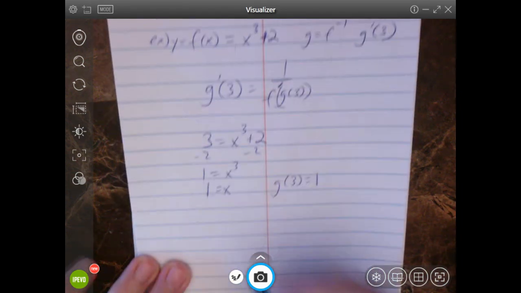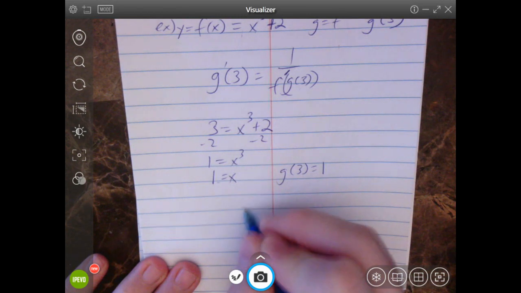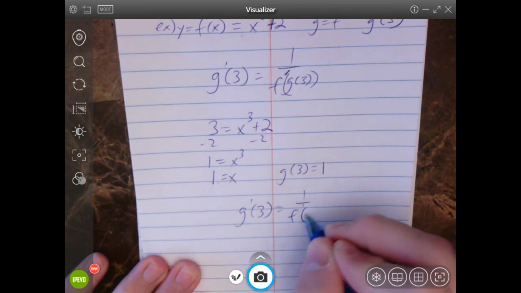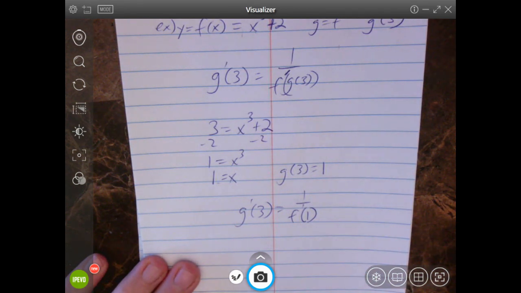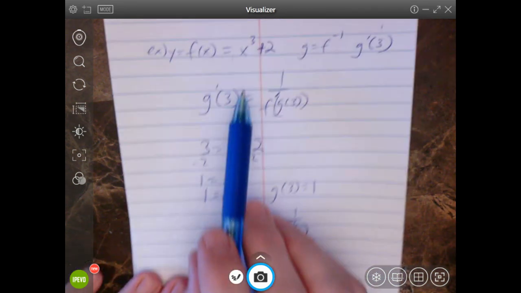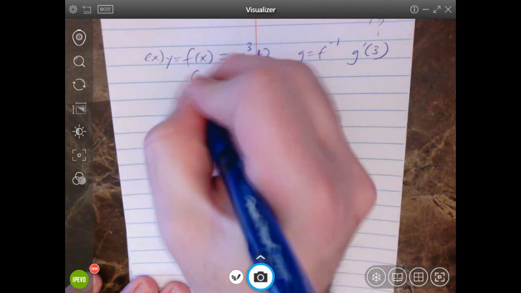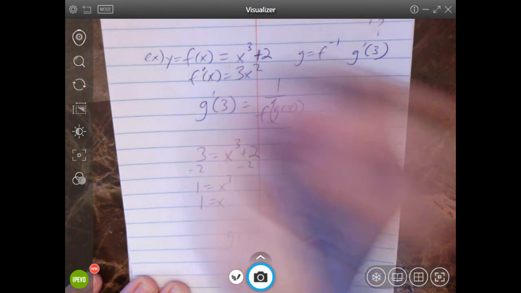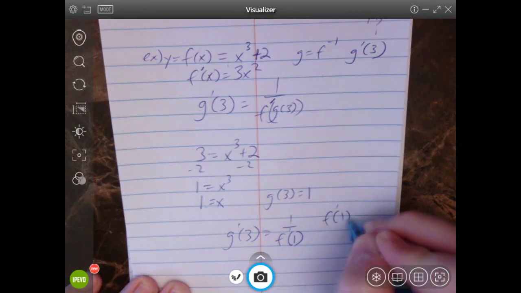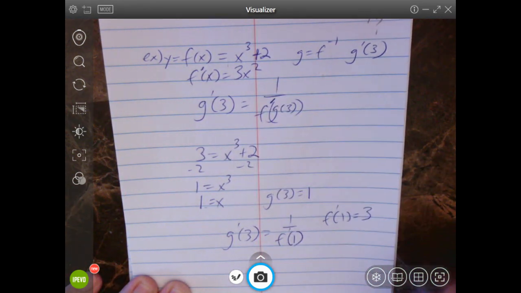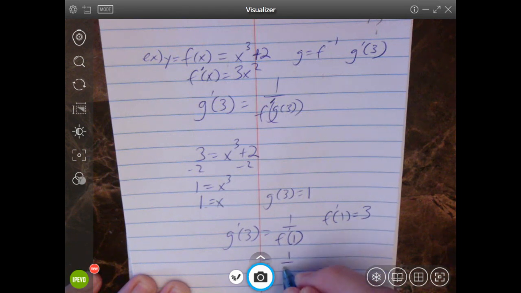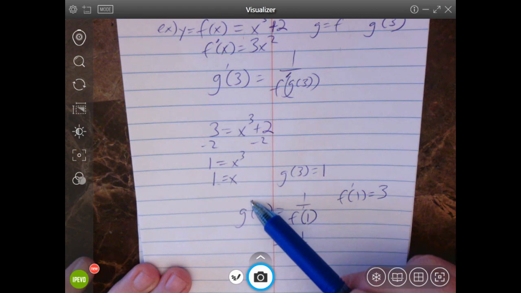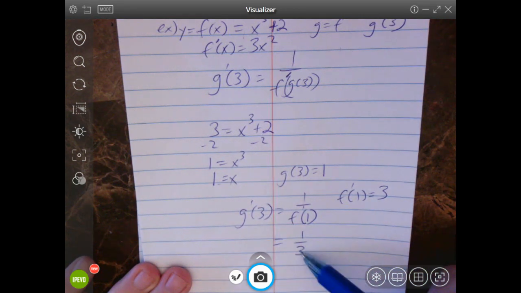So then to continue with this, we would have G prime of 3 equaling 1 over F prime of 1. And now we just have to find F prime. Well, F of x is x cubed plus 2. F prime of x is just 3x squared, right? So that means f prime of 1 would be 3 times 1 squared, which is 3. So then this becomes 1/3. So the derivative of the inverse at 3 is 1/3.